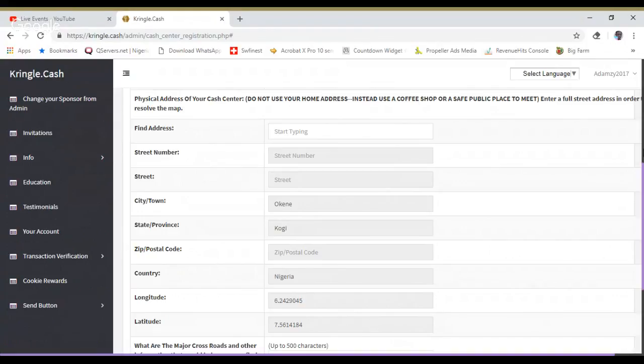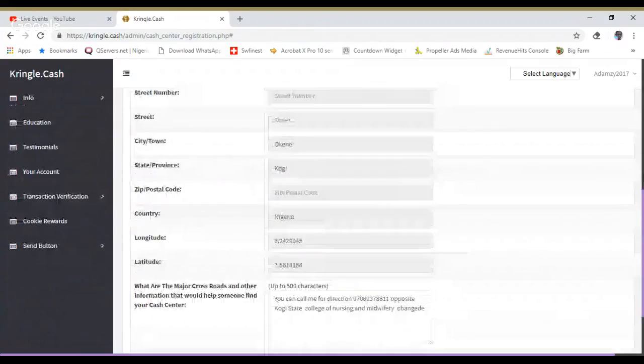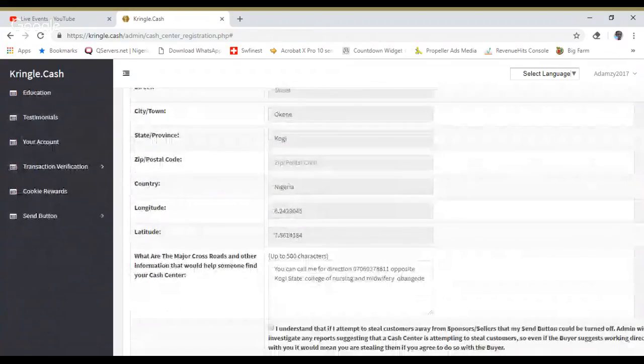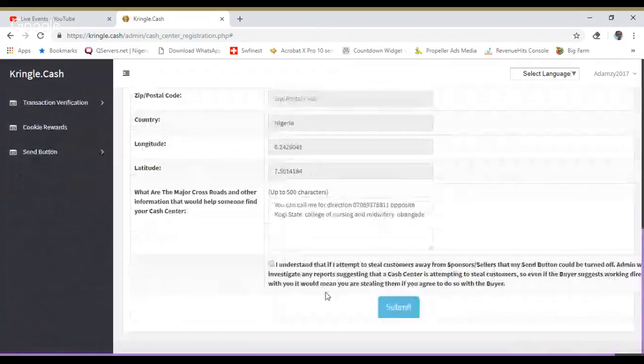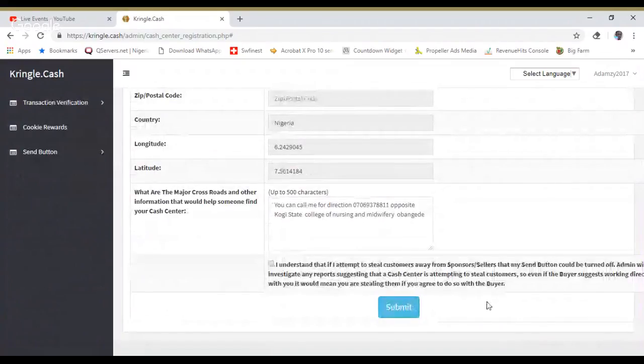So now, when you go down, we have additional information. This is where to add additional information. You can always edit your information here. So you click I understand, you read the terms and conditions, and click I understand, then you click submit. At the end of the day, your information will be activated.